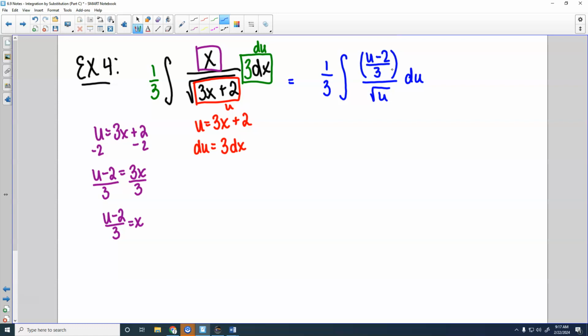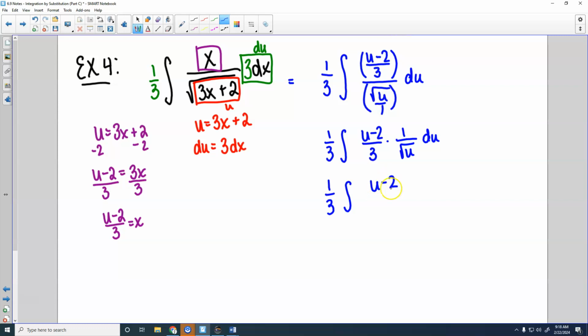Okay, we definitely aren't going to be able to get anywhere with complex fractions. We can't have fractions inside of fractions. So let's make this one a fraction. And how do I deal with dividing fractions? It's easy as pie. Flip the second and multiply. So u minus 2 over 3 times 1 over the square root of u du, which, if I put that together, is going to be u minus 2 over 3 square root of u du.